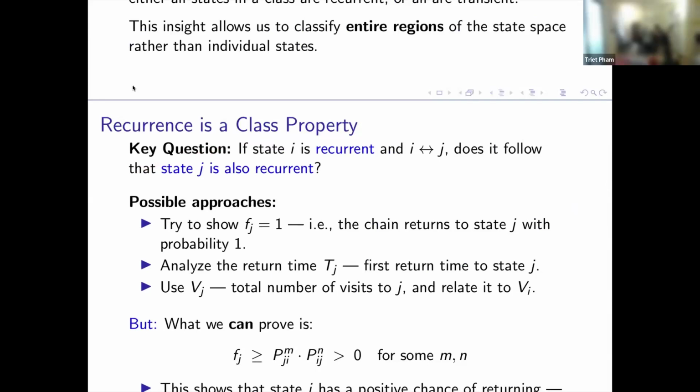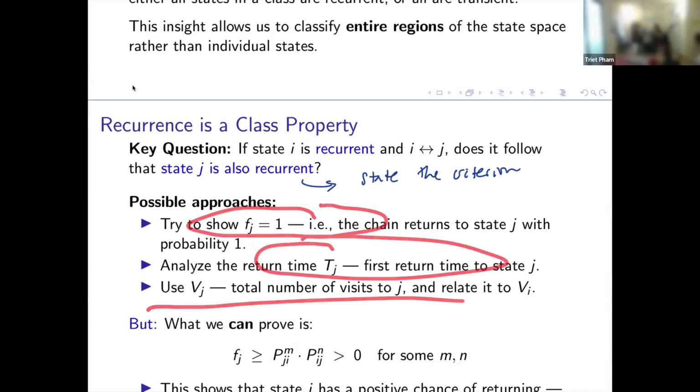So you need to be able to state the criterion for recurrent. And here we list the possible approaches, basically through the three quantities. And that's the strategy of proof that you have to go through anyway. But some of these may not be easy.